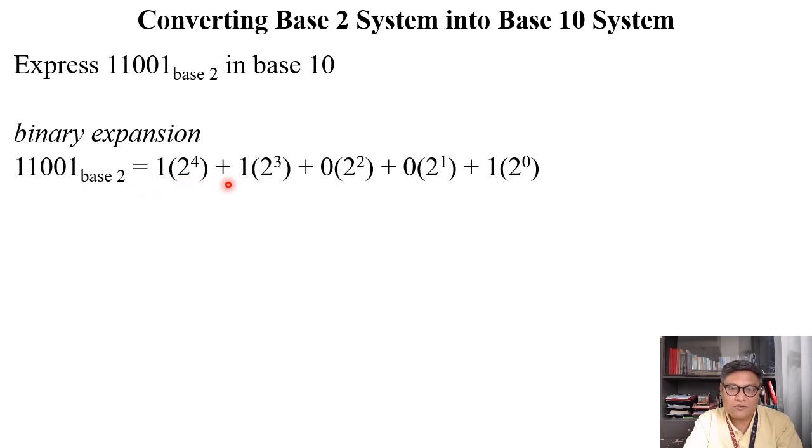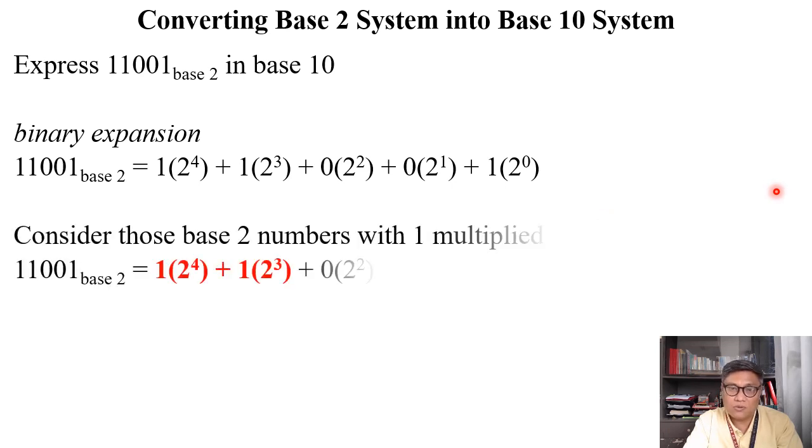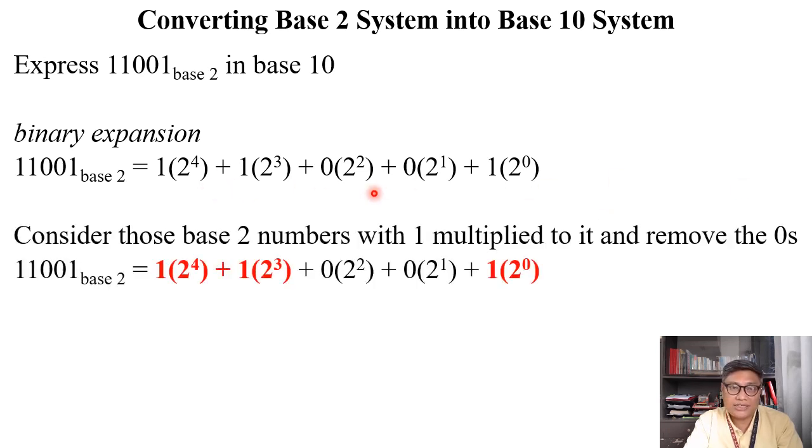So that is 2 raised to 4, 2 raised to 3, 2 raised to 2, 2 raised to 1, and 2 raised to 0. And these are the digits 11001. Okay. So once we have this expansion, only consider those base 2 numbers with 1 multiplied to it and remove the zeros, because of course that will give us 0 as a result. So for simplicity's sake, we just need only those digits that have 1 being multiplied to it. So only the red ones will be considered.